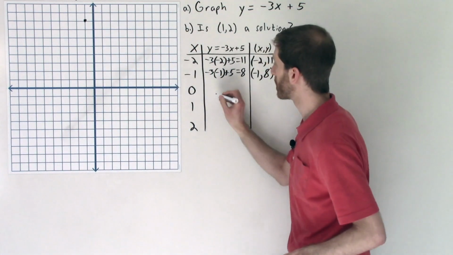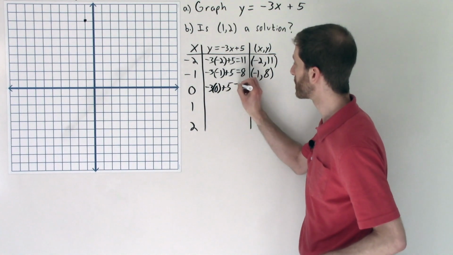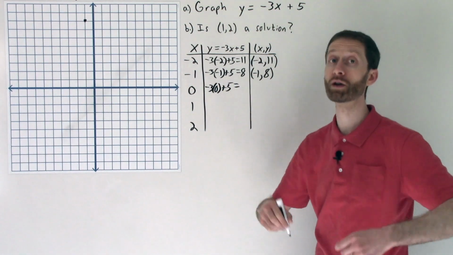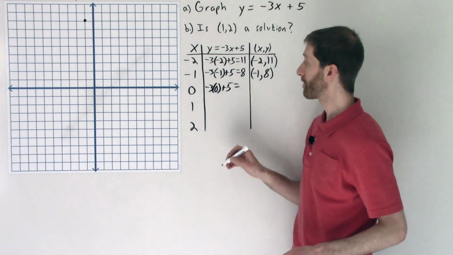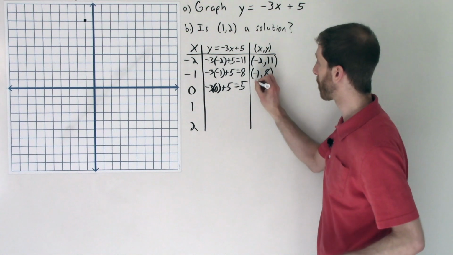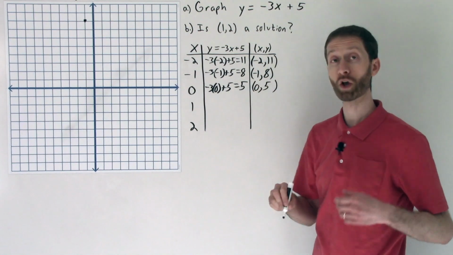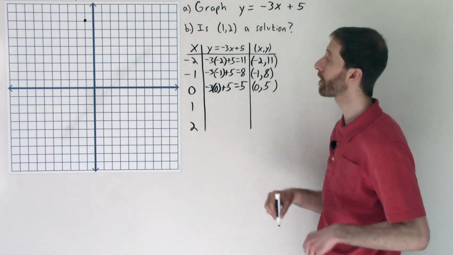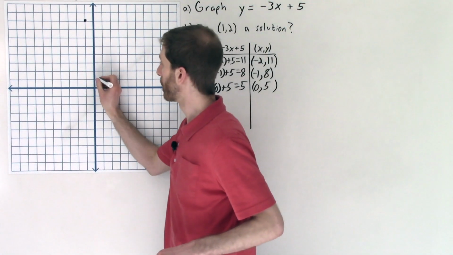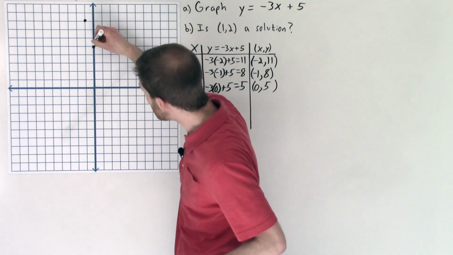All right, next point. We're going to plug in 0. -3 times 0 plus 5. That's an easy one because -3 times 0 is 0. Plus 5 is 5. And then what we have left is the point 0, what we plugged in, 5, what we got out. So we'll go neither left nor right because x is 0, and then we'll go up 5. 1, 2, 3, 4, 5. Beautiful. And I'll make that nice and big for you to see.